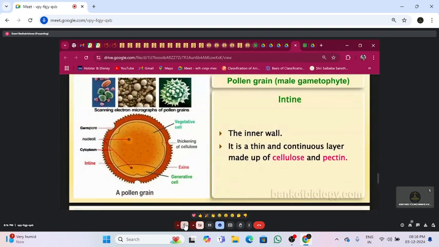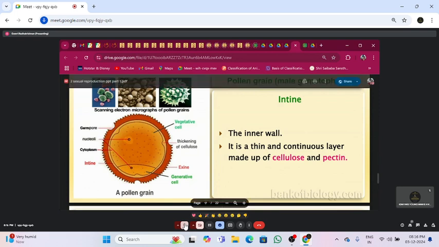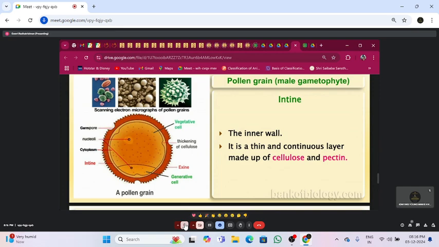Now this pollen grain is the male gametophyte. In the interior, the wall will be intine. That is a smooth, thin, continuous wall. I mean, the layer made up of cellulose and pectin.